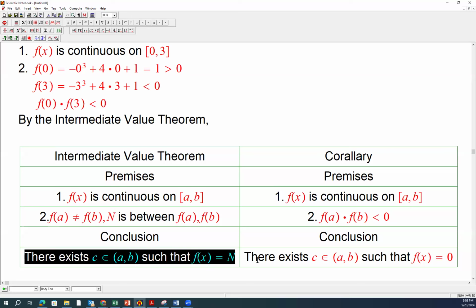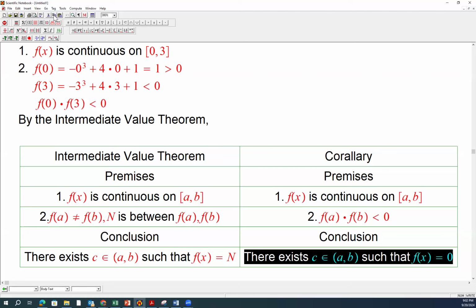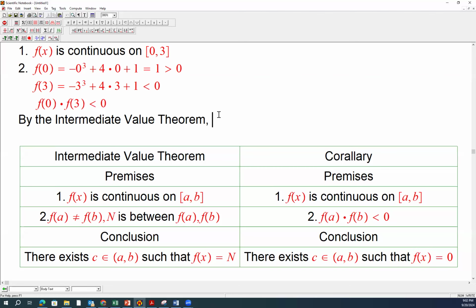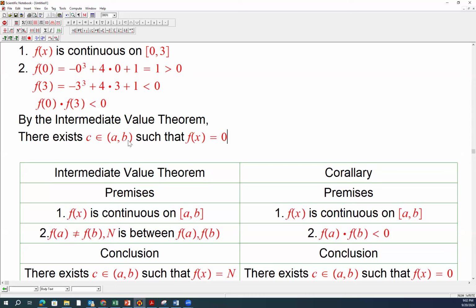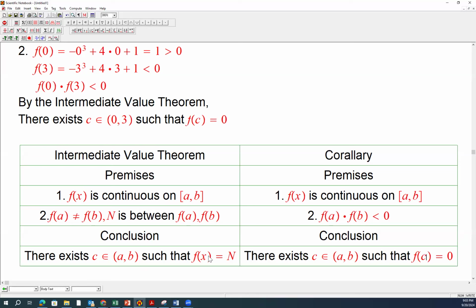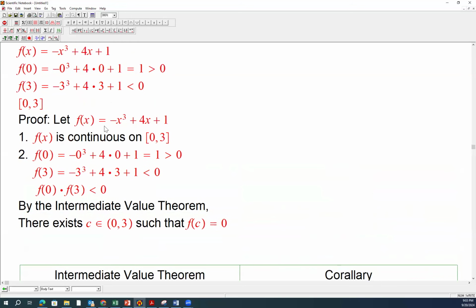a C, well, capital N is 0, right? So there exists C, and where is C? From 0 to 3, in that open interval, such that f of C equals 0. I'm sorry, I forgot this C. F of C is 0. And what does that mean? That means that this one has a solution, which is that, f of C equals 0. That's what we want to prove.